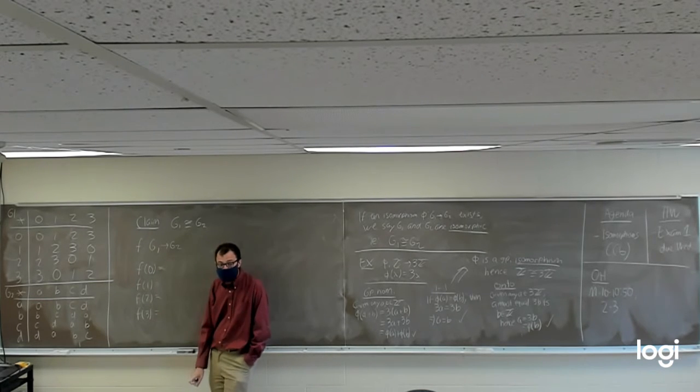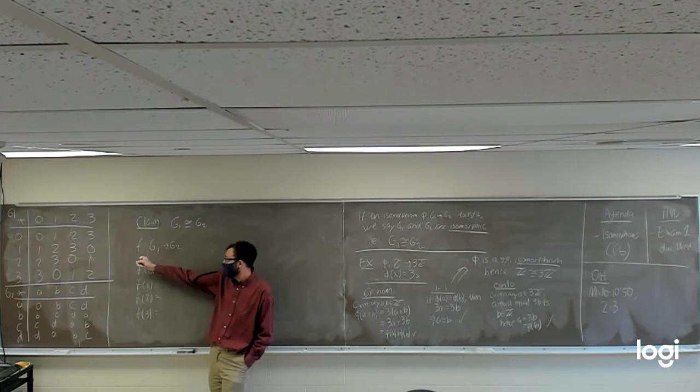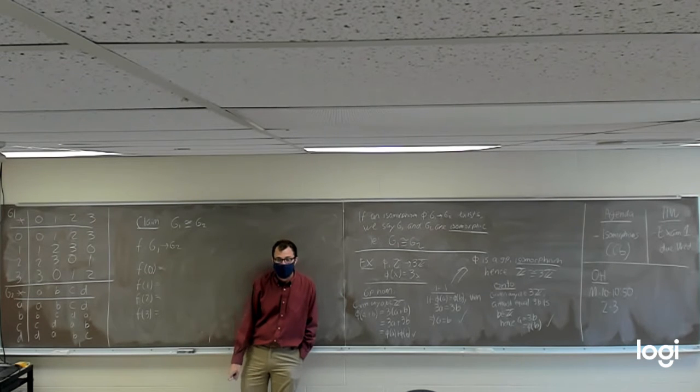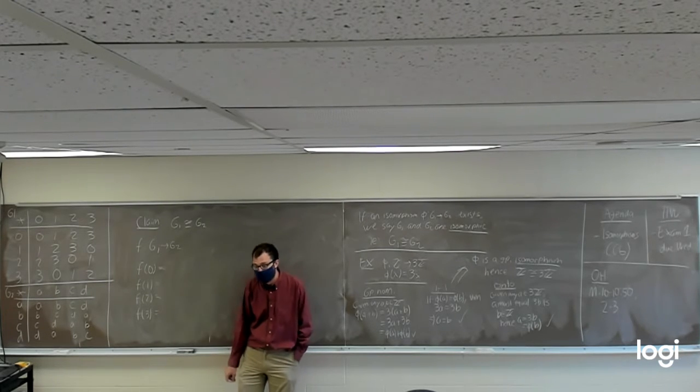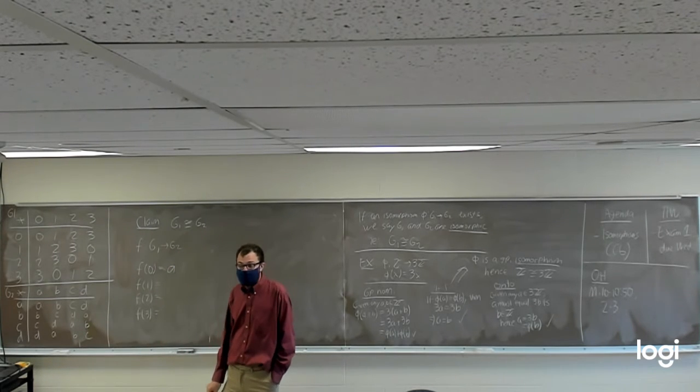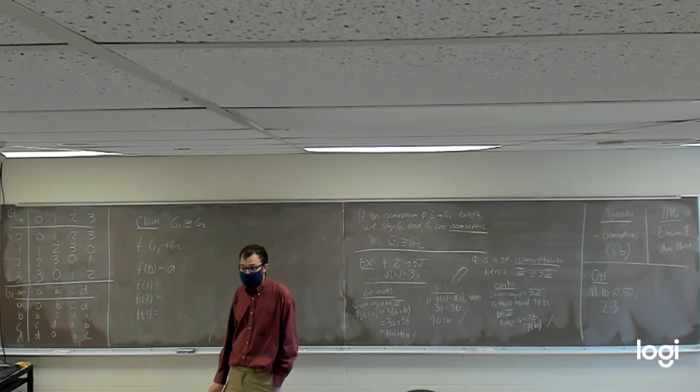Anybody have a candidate for where they would like to map the number 0? Where 0, keep in mind, is the identity element of the first group. To A. Why do you say A? Because it's the identity element of the second group. Yeah. Fun fact, when you have an isomorphism, the identity element of the first group has to map to the identity element of the second group.